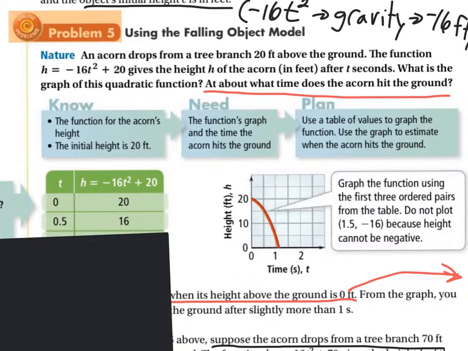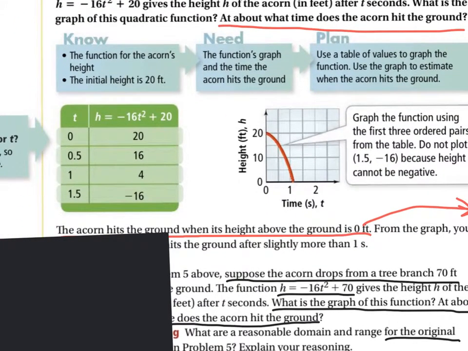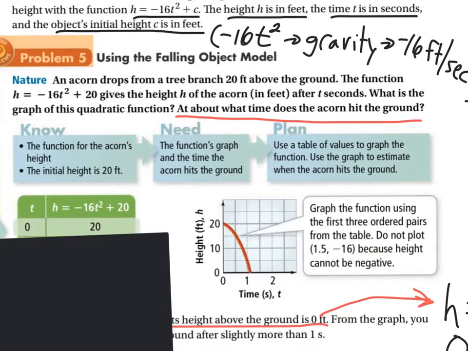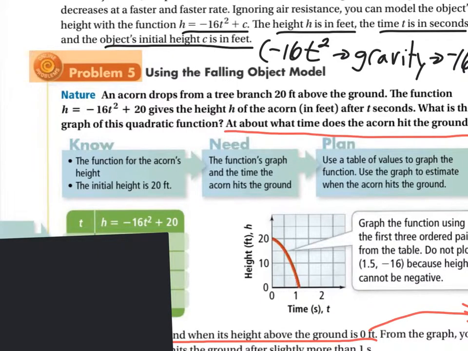Also, the height can't be negative. The acorn's not going to hit the ground and just keep going and drilling itself into the ground. It's going to stop at the ground at that point. So if you look at that, that's how they chose some of these points. So they put in 0 and they got 20. That makes sense because it's starting out at time of 0, it's starting out 20 feet above the ground.